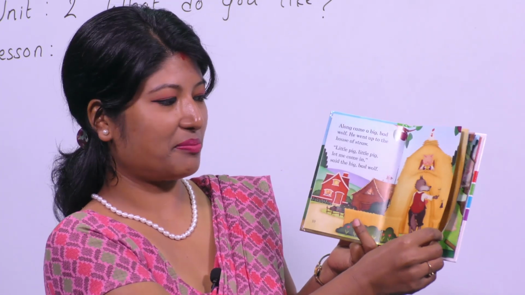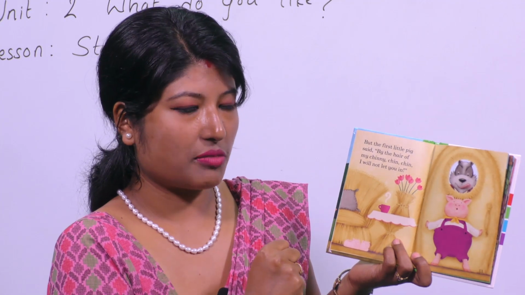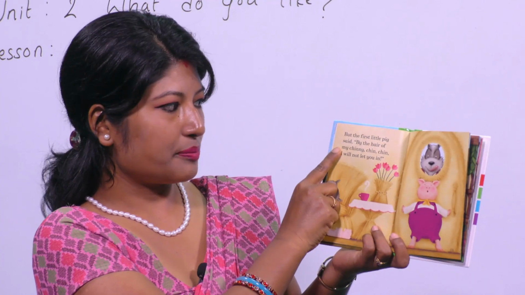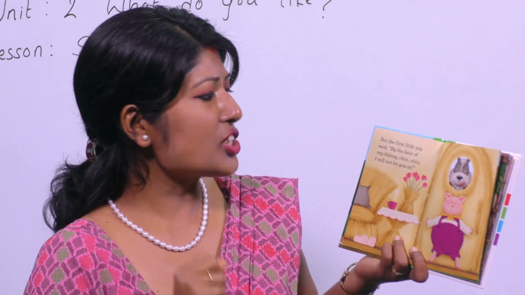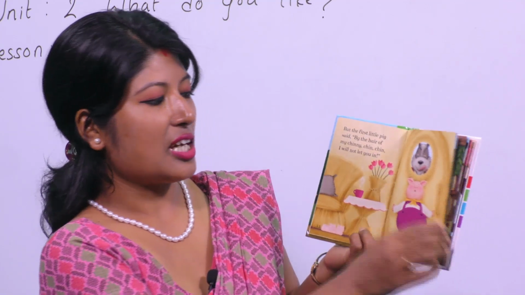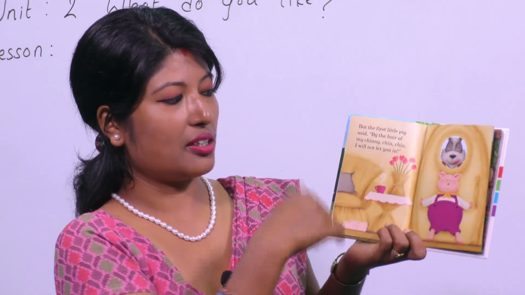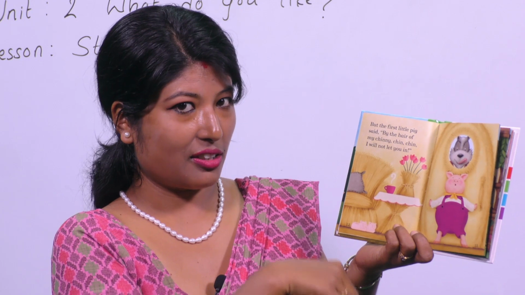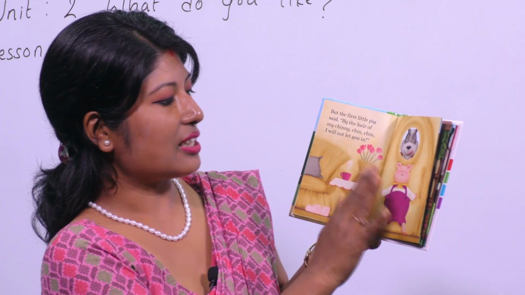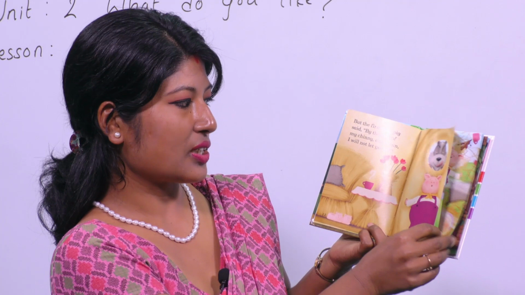And what reply came? Listen. The pig inside got really scared. What did the pig say? The first little pig said, "By the hair of my chinny chin chin, I will not let you in." Because if the pig let the wolf in, the wolf would have swallowed him up, right? So the pig did not want to let the wolf in.